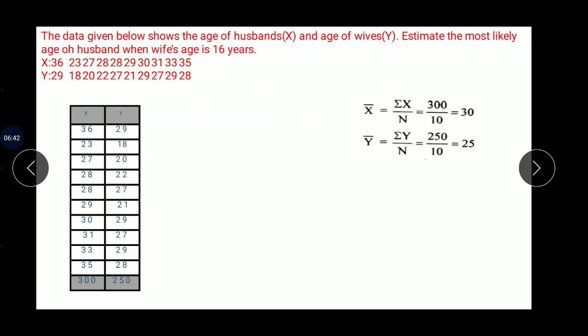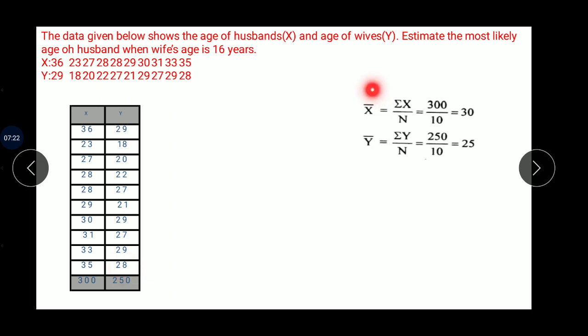So let's see one example. The data given below shows the age of husbands and age of wives. Estimate the most likely age of husband when the wife's age is 16 years. So the age of husbands is given as x and the age of wives is given as y. So we'll write x and y in the form of a table and we'll calculate the mean first. We have written here the values of x, and here the values of y, and we'll sum them. The sum is coming out to be 300 for x and 250 for y.